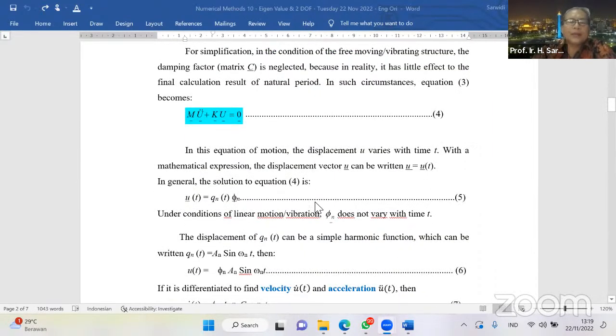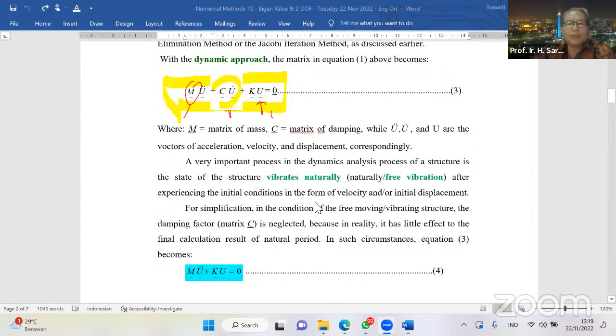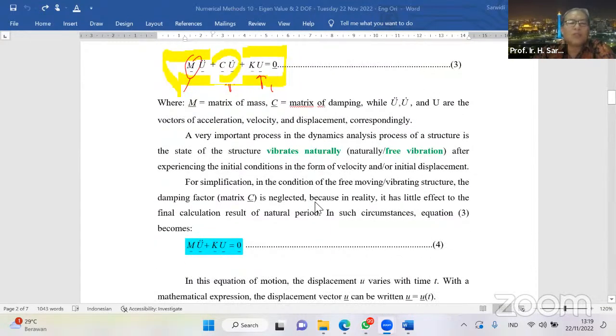Okay, next. From equation 3 to become equation 4, because we eliminate the damper for a moment. So we get only the mass matrix times the acceleration matrix, plus the stiffness matrix times the displacement matrix, equal to zero. This is the zero vector, a matrix of zeros.